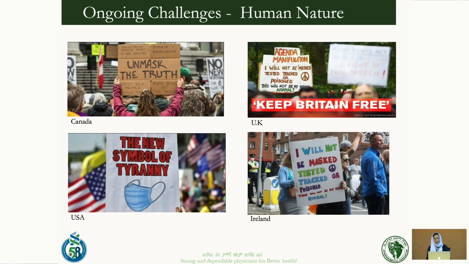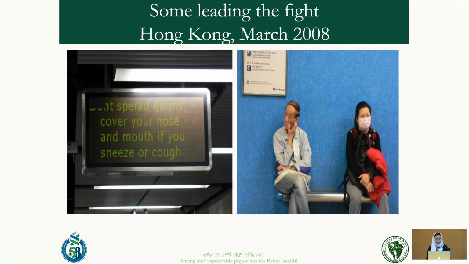Another challenge is human nature. So human nature is very difficult to handle. So masking is a problem for all of us, including ourselves, and understanding and trust of the community is very important to adhere to evidence-based medicine. But some countries are leading the fight. So this is a picture taken from Hong Kong in 2008, and they were actually using face masks then for patients who have respiratory symptoms. And look at the distance in between as well. It is in 2008. So the control in Hong Kong is actually very impressive.